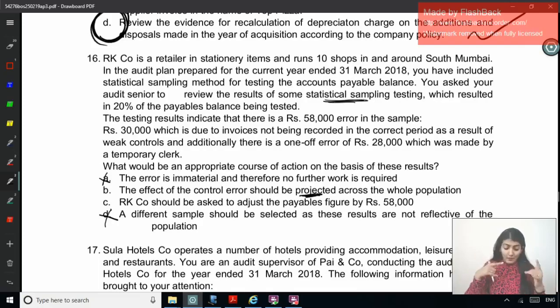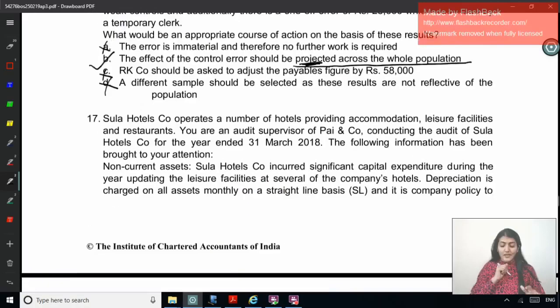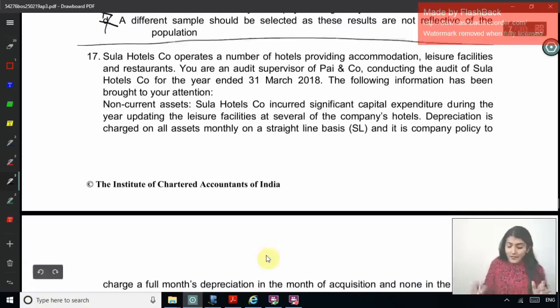Right, so now B and C. RK company should be asked to adjust the payable figure. That is not the only way out, as it is statistical sampling, you have to project the error to the entire population. Right, you have to project the error to the entire population. Right, coming to question number 17.